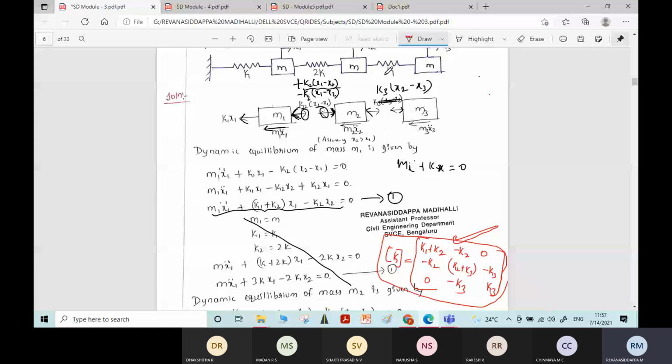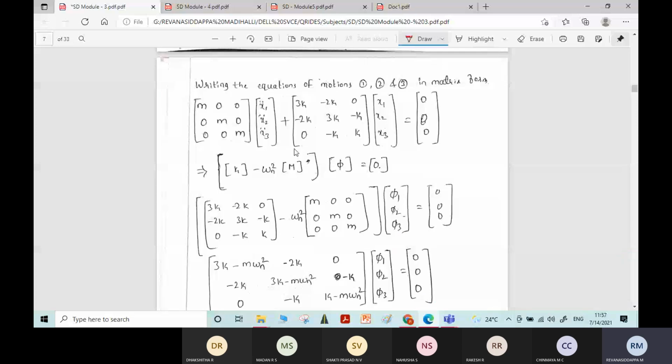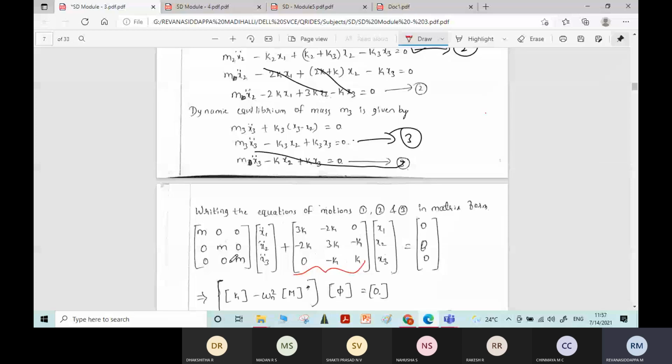Okay, just substitute and write this matrix after that, in the form of m x double dot plus k x equal to 0. You substitute, okay, where m is the mass matrix.